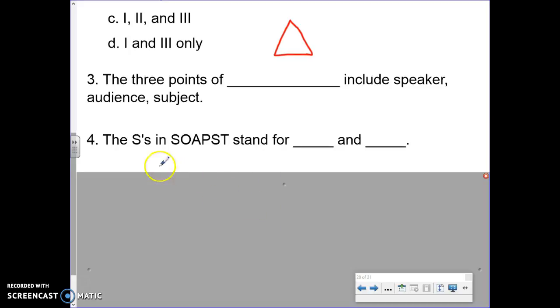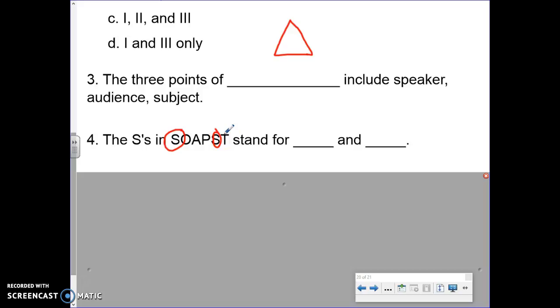Another example of fill in the blank: the S's in SOAPSTone stand for blank and blank. So if you know what these 2 stand for, then you can answer a question like this. I try and give hints and clues in the fill in the blank so that you can do it without a word bank.